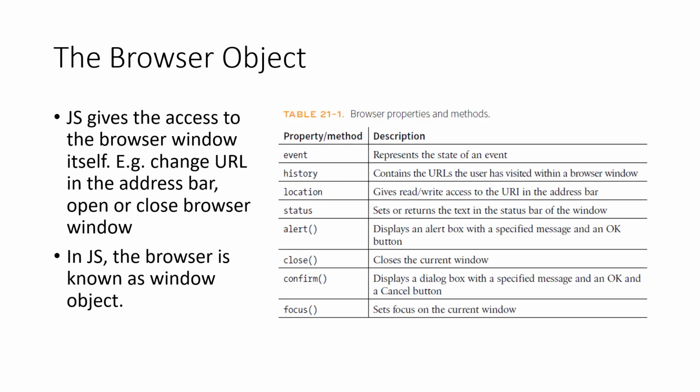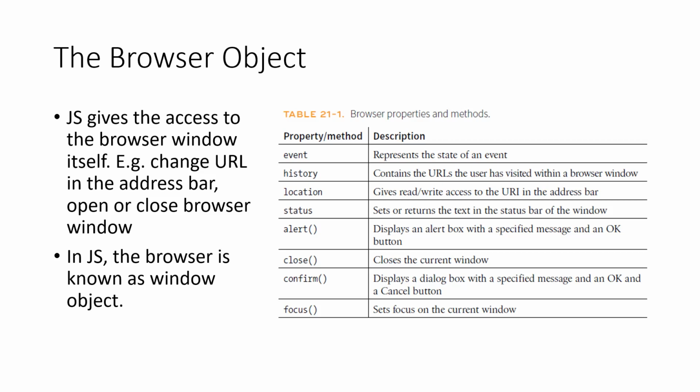Right. Now, let's talk about the browser object. When we talk about the elements on the web page, you can also manipulate the browser window itself. For example, you can change the web address in the address bar. You can open the browser, you can close the browser, and so on. In JavaScript, the browser is usually known as the window object.